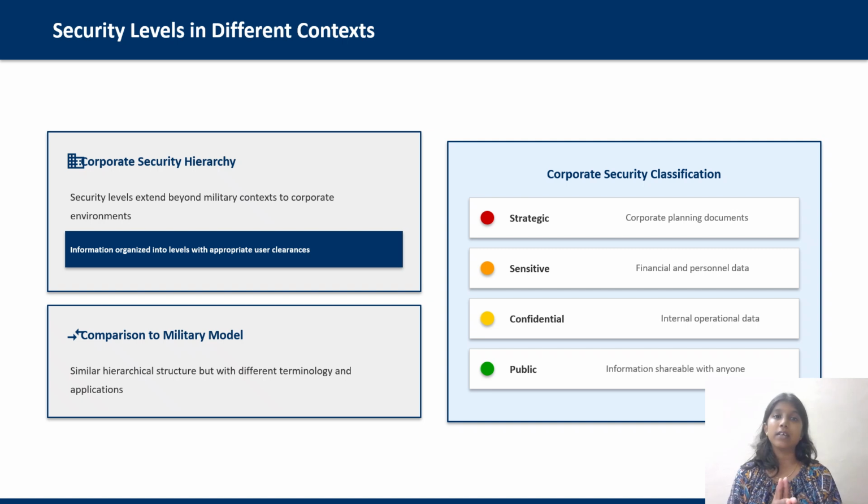Then we go for security levels in different contexts. This isn't just for the military. Companies use similar hierarchies. First we think strategic, which is corporate plans and sensitive financial data. Then comes confidential internal operations and operational data. Then comes public, shareable information. The same structure but different labels. This provides flexibility. So the Bell-LaPadula model is not only for the military, it is also applicable in companies with similar hierarchies.